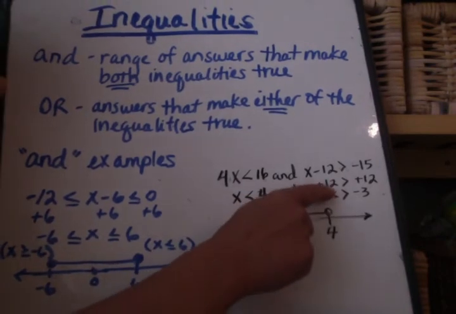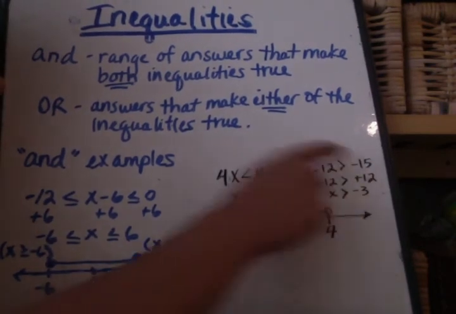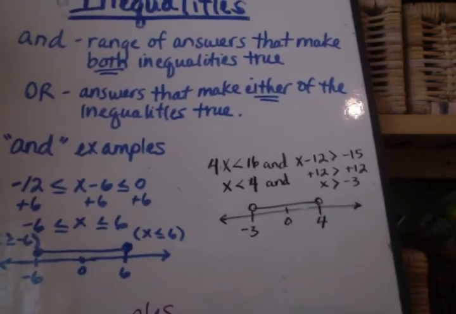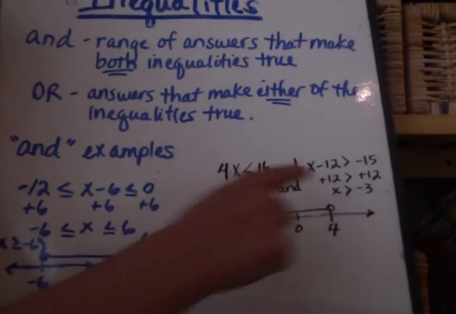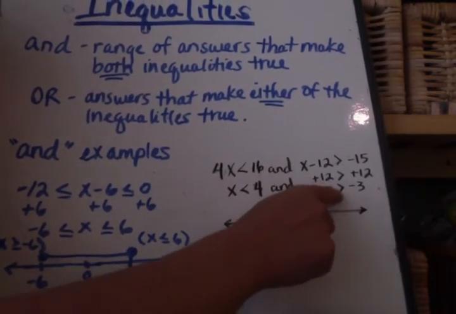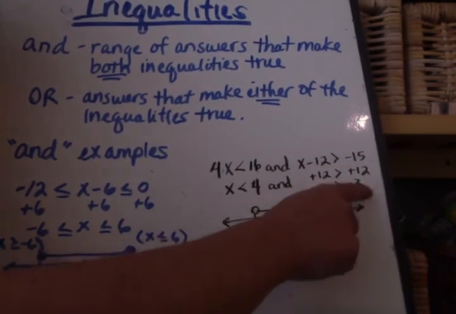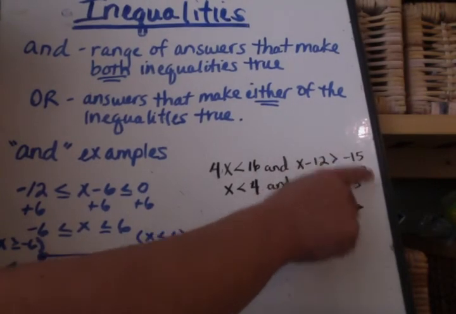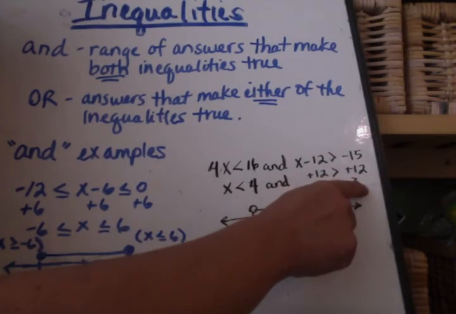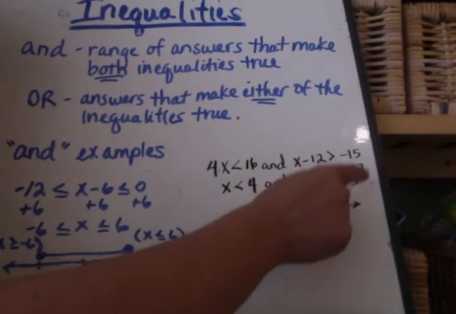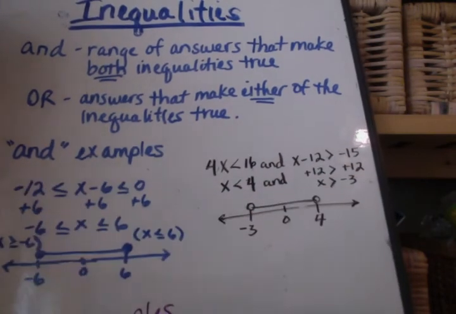And on this side, I'm going to add 12 to both sides of the equation. So x minus 12, I want to add 12 to both sides. When I do that, negative 12 plus 12 is 0, so I just bring down the x, greater than negative 15 plus 12, which is going to be negative 3. Remember, we have a negative and a positive. We subtract them, the smaller from the larger, so 15 minus 12 is 3. What do I have more, positives or negatives? I have more negatives. I have negative 15, only positive 12. So my answer is negative 3.